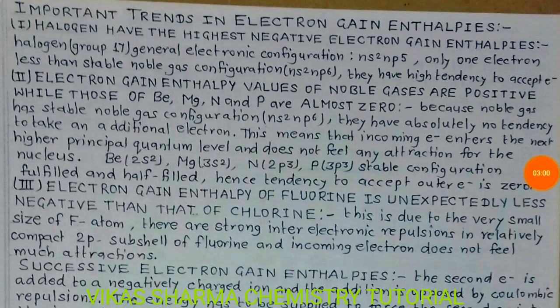Student, important trends in electron gain enthalpies. First, halogens have the highest negative electron gain enthalpy. Halogens, group 17, have the general electronic configuration ns2np5, only one electron less than the stable noble gas configuration, so they have a high tendency to accept an electron.